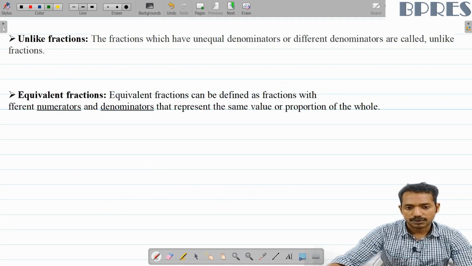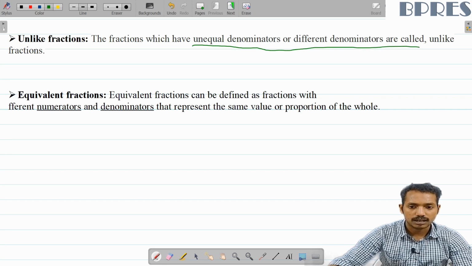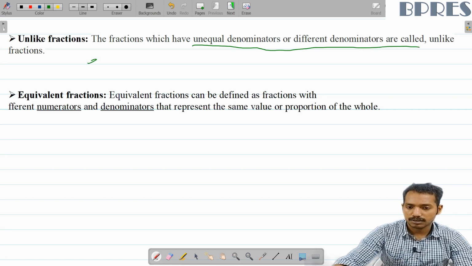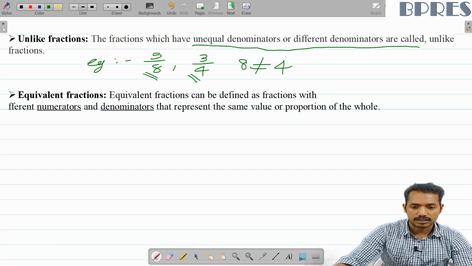Now we are moving to discuss the next category, that is unlike fractions. Fractions which have unequal denominators, that is, different denominators, are called unlike fractions. For example, we can write 5 by 8, that is one fraction, and 3 by 4. So here you can see the denominators of these two fractions are not equal because 8 is not equal to 4. Therefore, these two fractions are called unlike fractions.